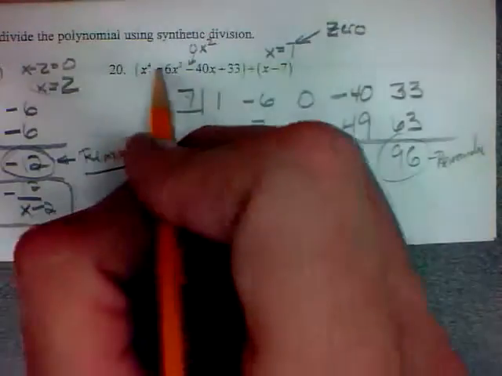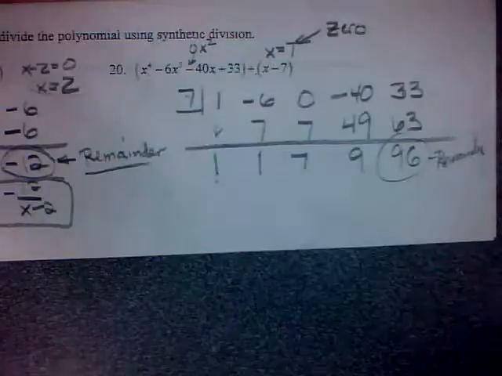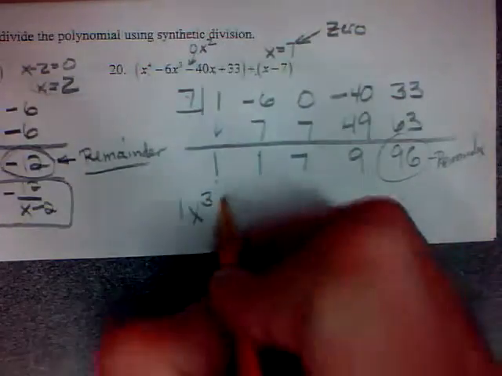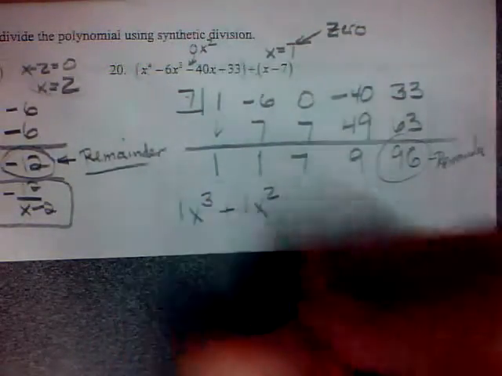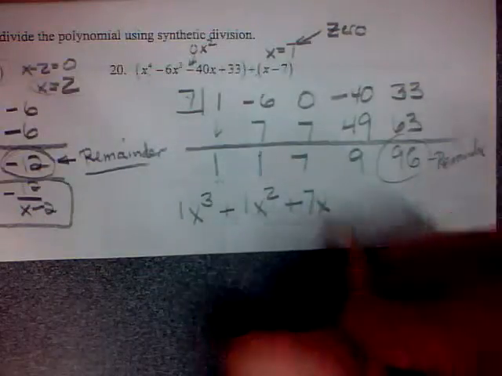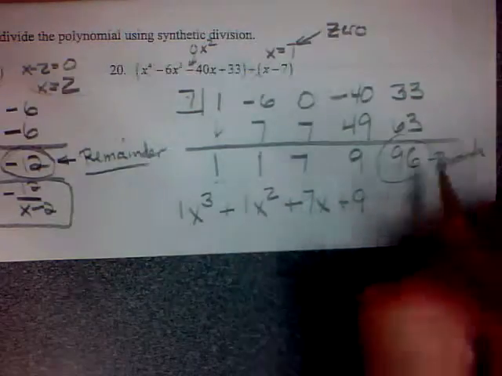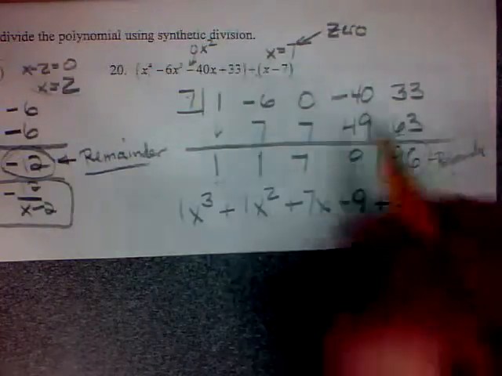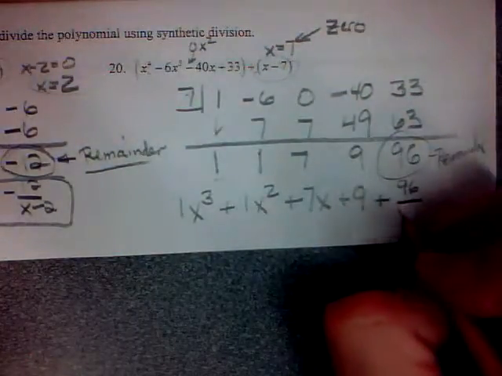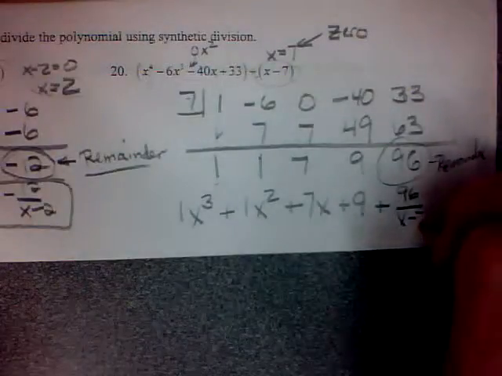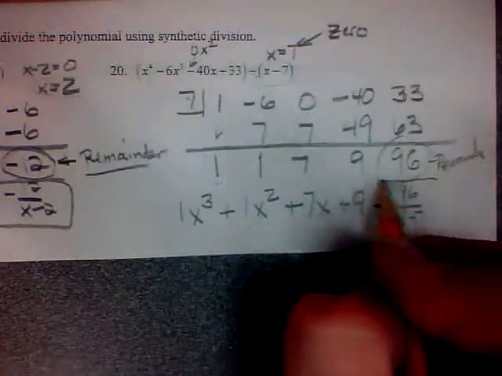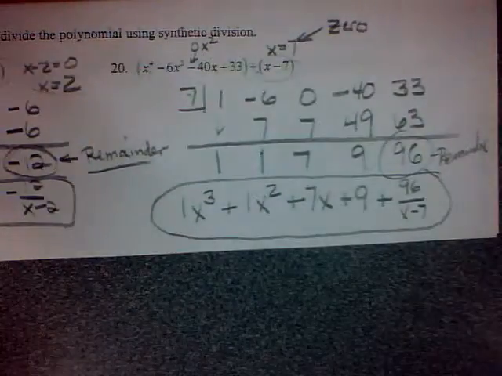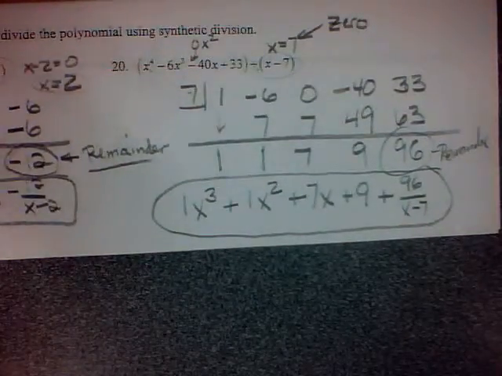So then, because we started with a fourth power and we divided at an x, our first term is a cube. So we have 1x cubed plus 1x squared plus 7x plus 9. And then our remainder is positive, so it's plus 96 over your divisor, which is x minus 7. Okay? So there is your final polynomial, number 20, after you divide.